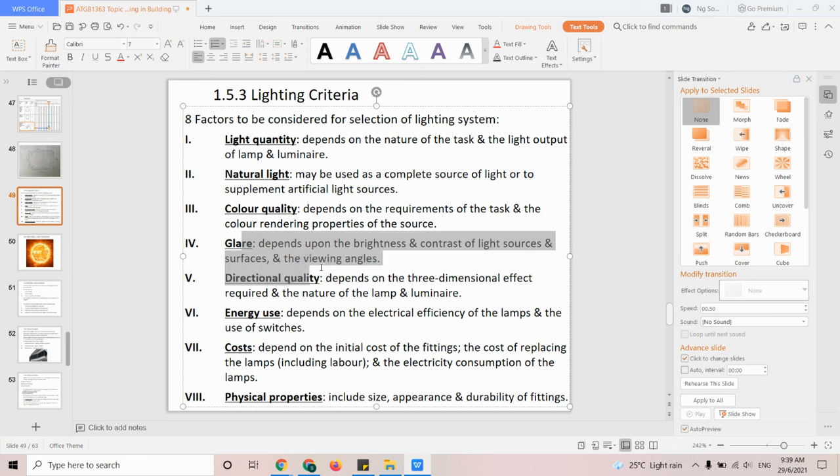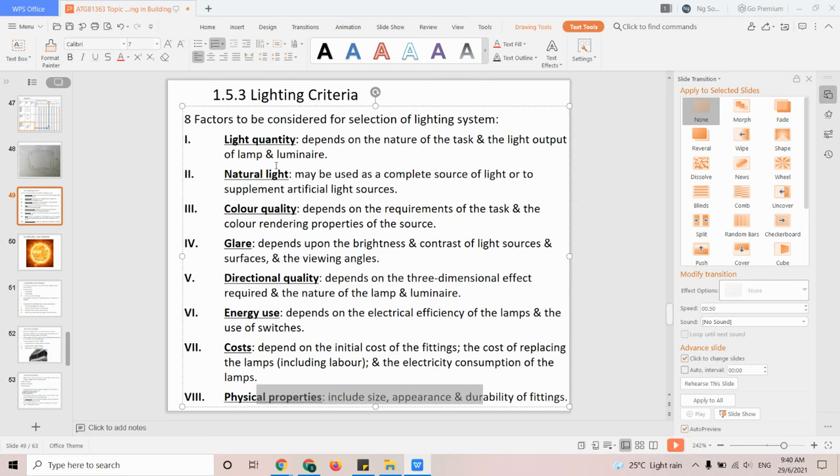And then next we have glare. When it comes to installation of lighting, we do not want to install a light which is very, very bright and becomes a visual discomfort to us. This is where we can have different shapes and sizes of light, which are there to shield us away from direct lighting.